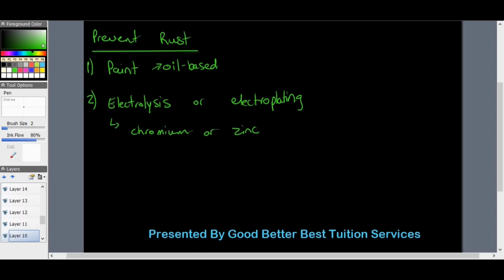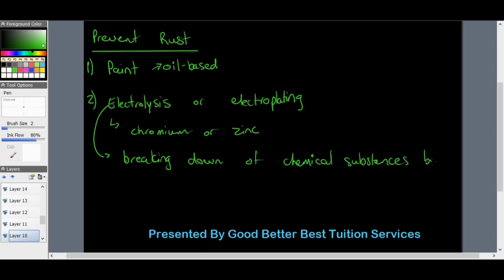So you can call it electrolysis, or you can use the more specific name, which is electroplating. But just to get the definition down here, electrolysis is the breaking down of chemical substances by passing, and I'm sure you guessed this already, an electric current through a solution of them.